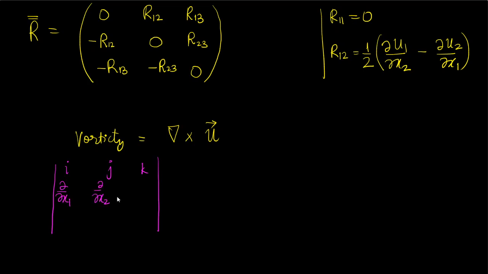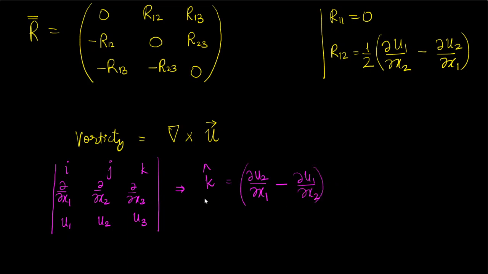del x2, del x3, u1, u2, u3. So we see, let us write down the k component. The k component is going to be del u2 del x1 minus del u1 del x2.